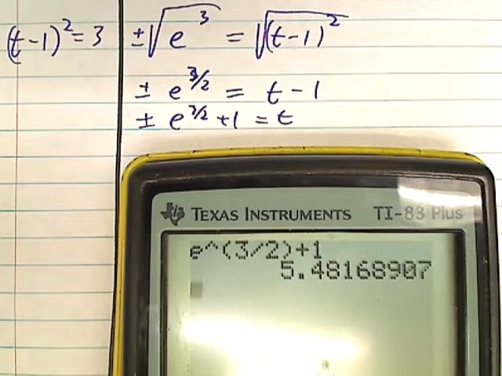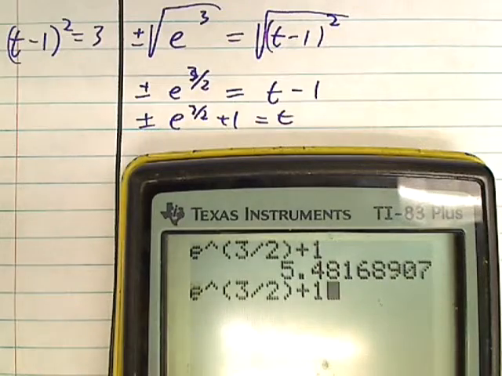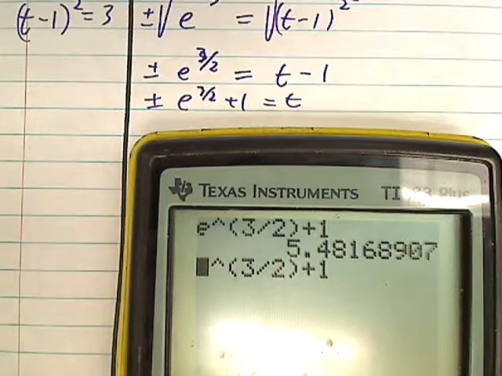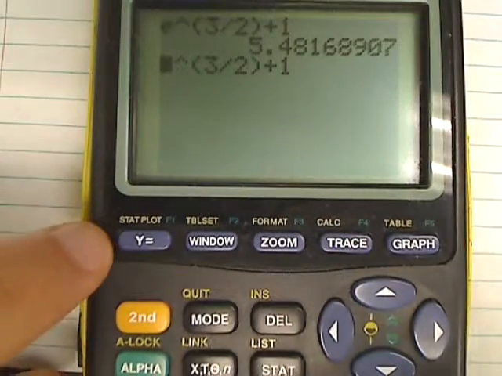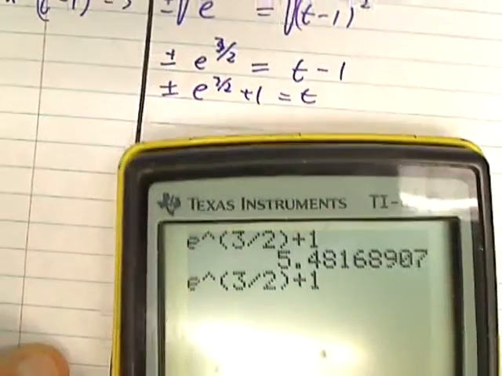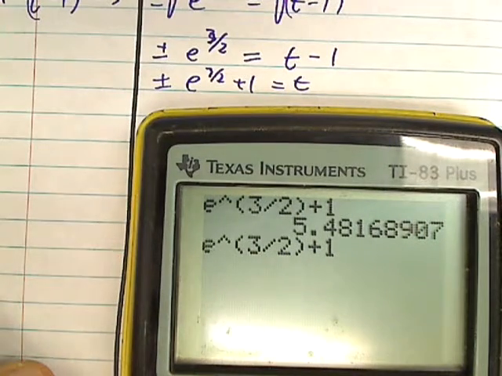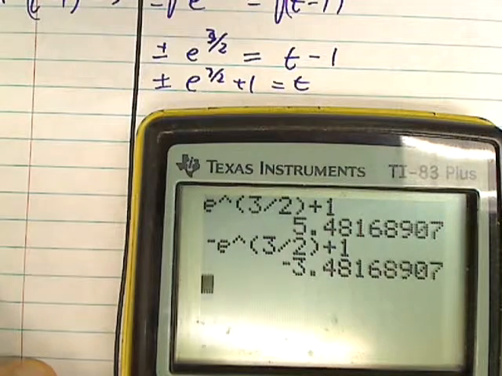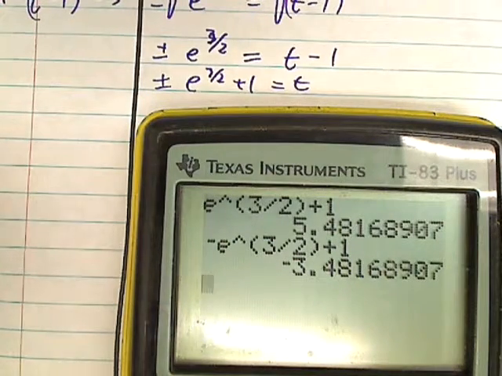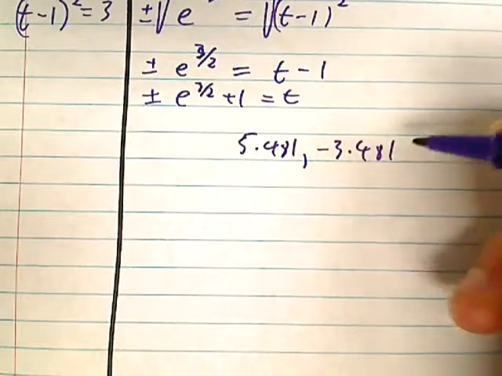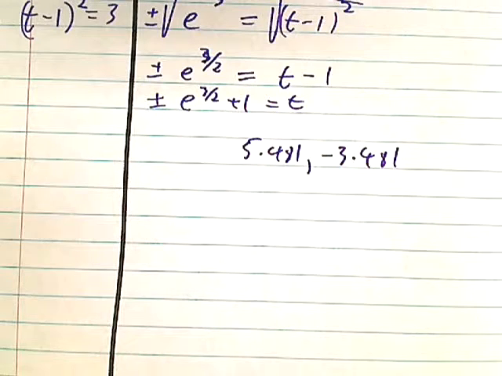There's an answer. And to put a negative in front of it, hit second and enter, and that will bring up your previous answer. Move the cursor to the beginning. Insert is above the delete key. So hit second and that, and you'll see the cursor change to just a line. That means you're in insert mode. Type the negative, which is to the left of the enter key, and then hit enter. And that's your other answer. So 5.481 and negative 3.481. So both solutions to the original equation.